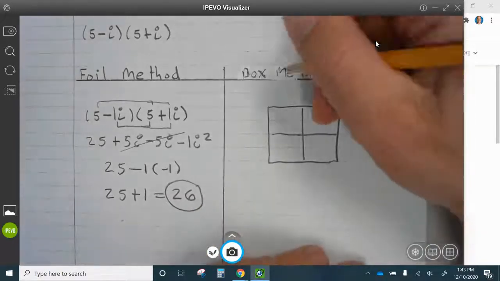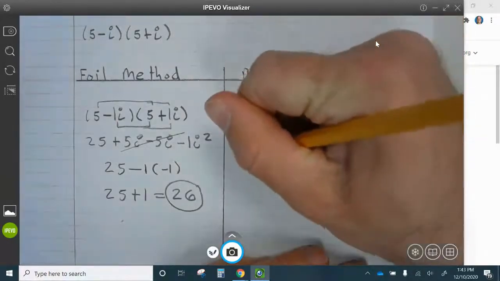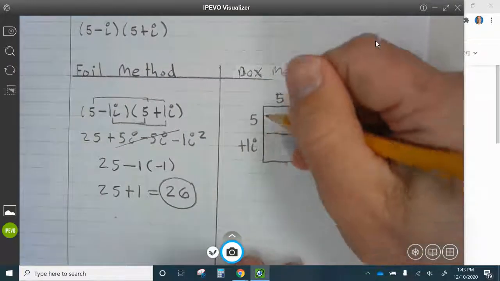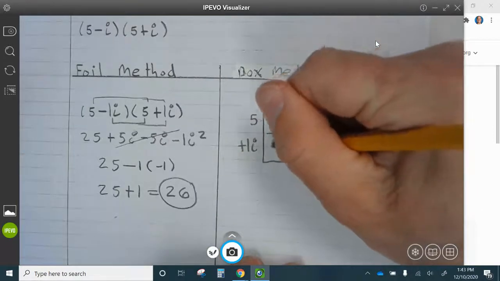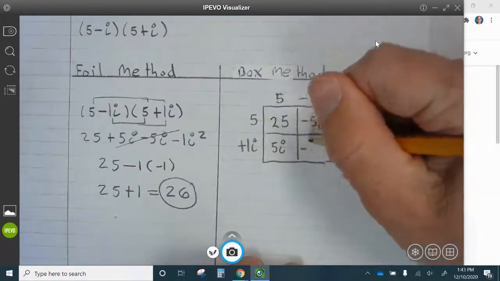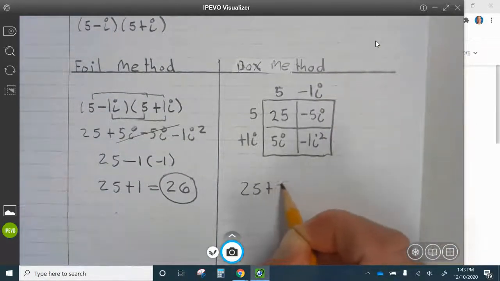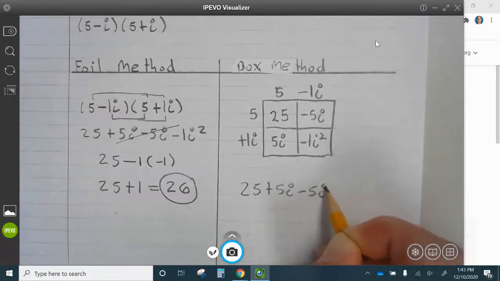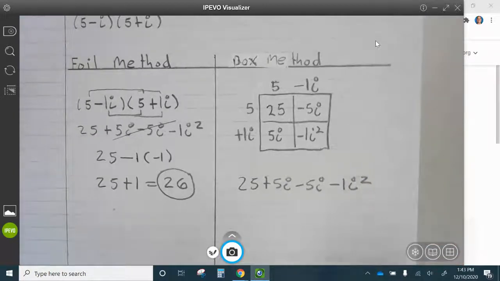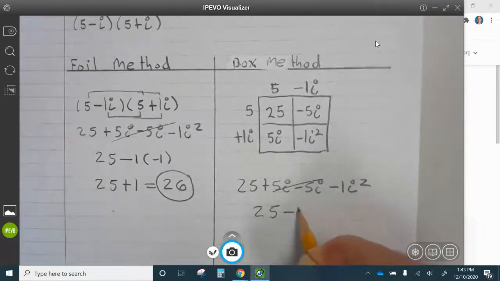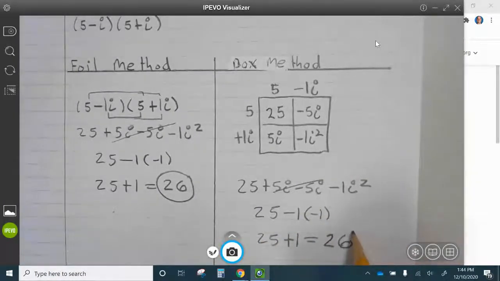Okay, now let's use box method. Okay, so 5 minus 1i, 5 plus 1i. 5 times 5 is 25. 5 times negative 1 is negative 5i. 1i times 5 is 5i. 1i times negative 1 is negative 1i squared. So then we have 25 plus 5i minus 5i minus 1i squared. Those cancel, you're left with 25 minus 1 times negative 1, which is 25 plus 1, which equals 26.